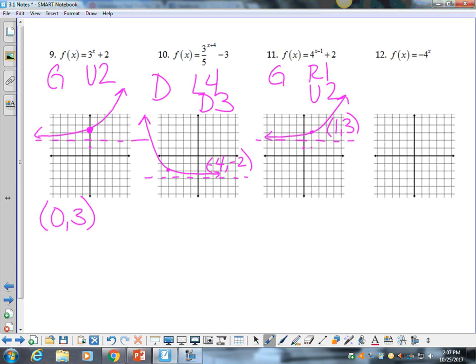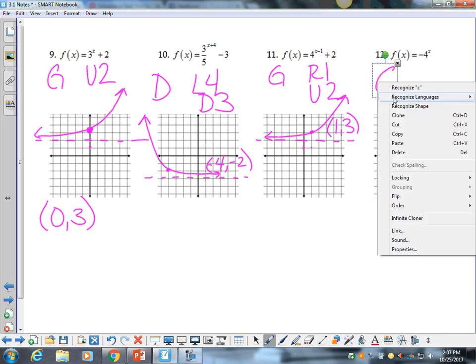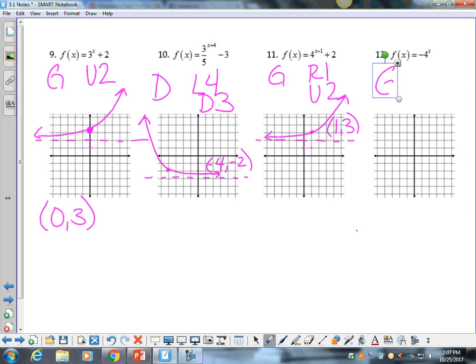Does that negative on the 4 change it to decay? Well, right. It's 4, still 4 to the x. So we're growth. We're growth. What does a negative do when you put it in the front? Flips it which way? Like a handstand, right? Okay. When you flip it over its asymptote.